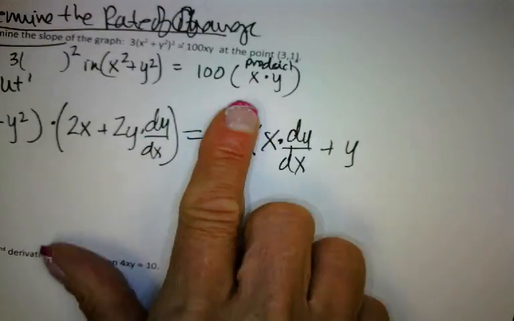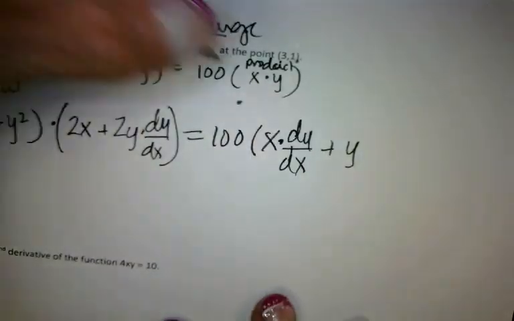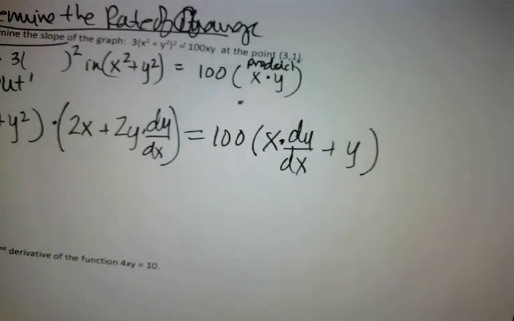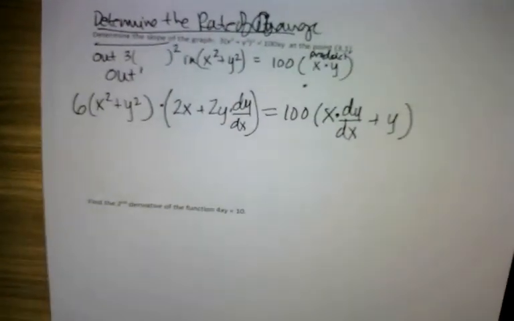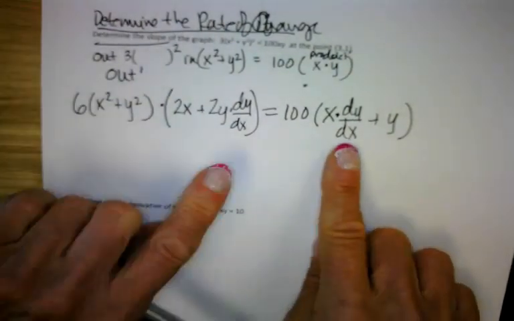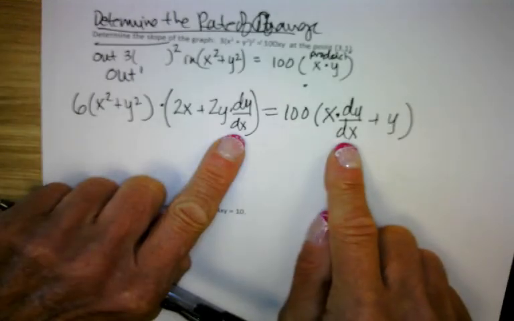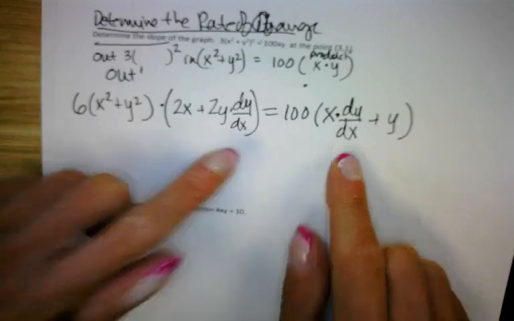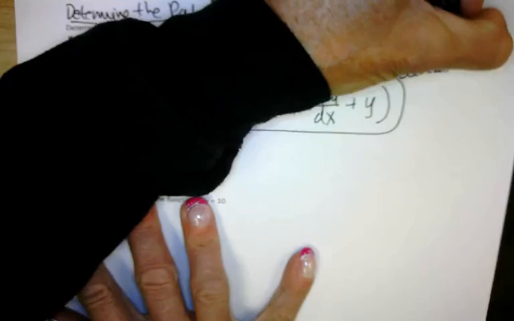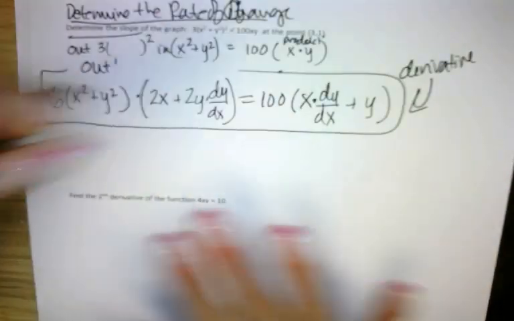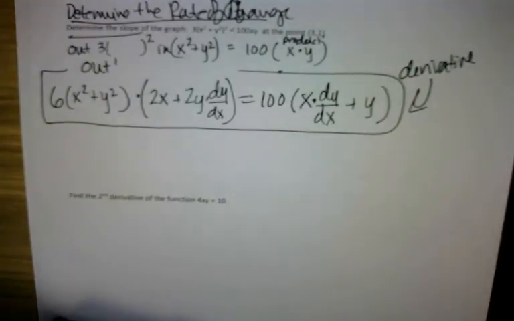Now, here's the deal. We probably are going to have to multiply this out in the long run because I do have a dy over dx on both sides. Okay? But here's what you need to know. That's the derivative. That is the derivative. Calculus is taken care of. But now we need to do the manipulation to get the dy over dx alone.